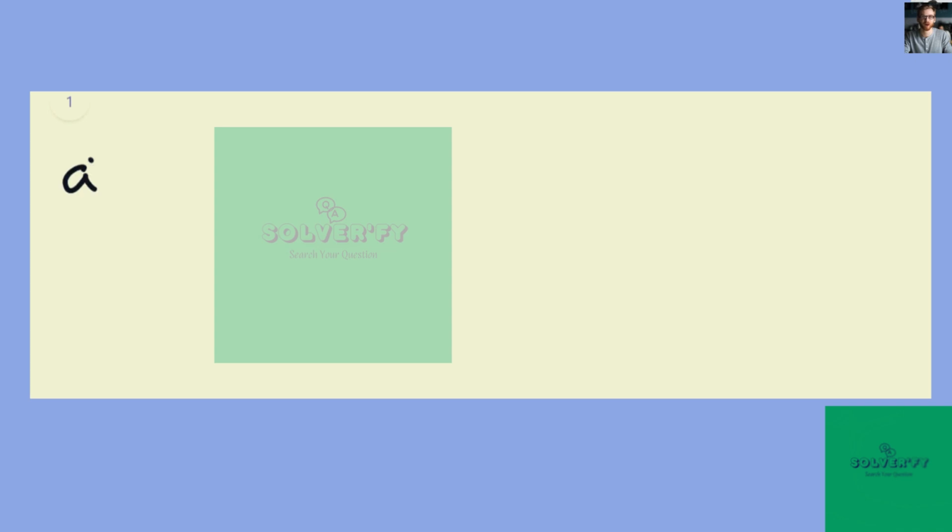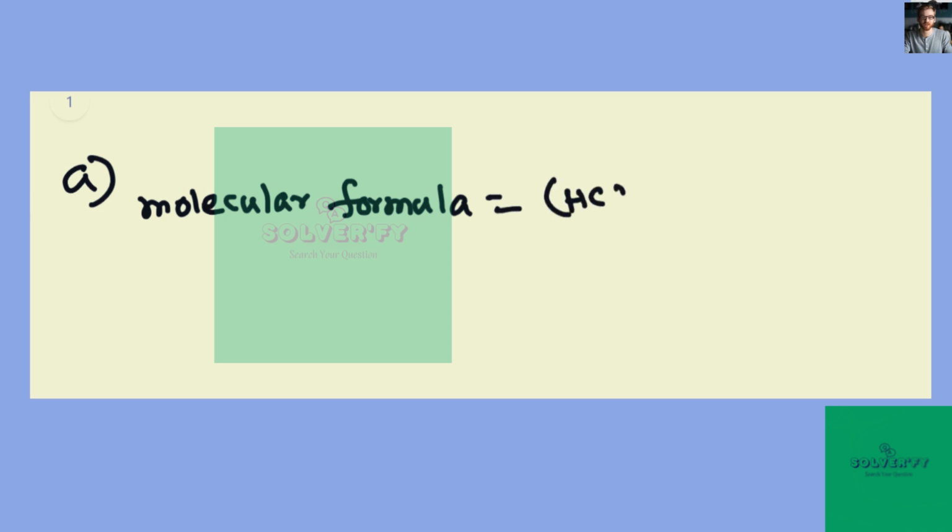Okay, so start with the first one here, and we consider the molecular formula of the empirical formula HCO2. The molecular formula is equal to HCO2 whole bracket N. So HCO2 is the empirical formula, and we have to find out the value of N to find the molecular formula.